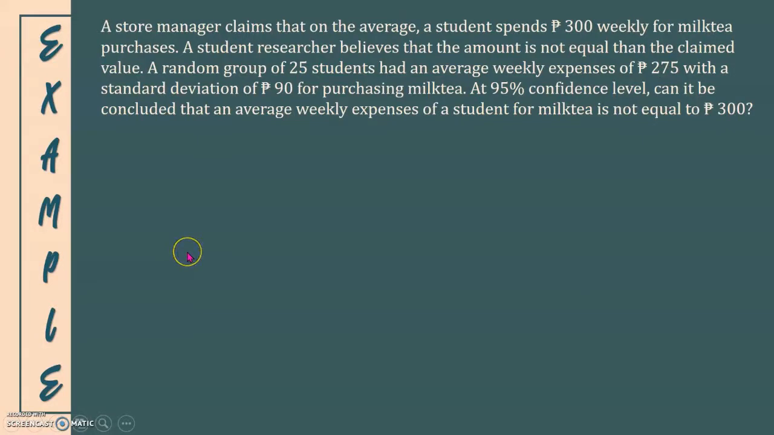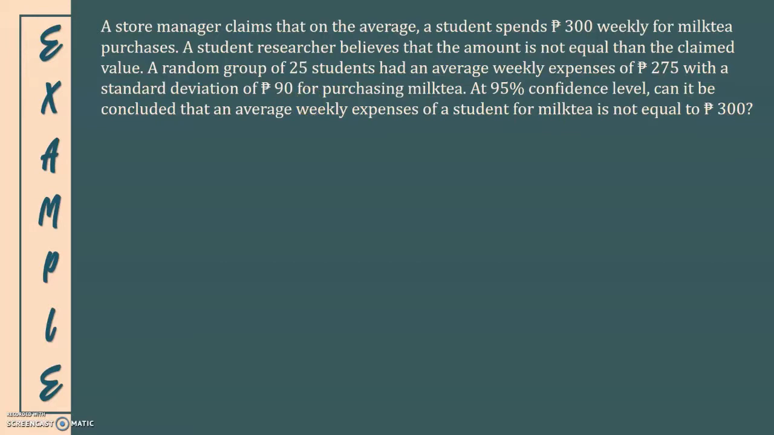Let's have an example. A store manager claims that on the average, a student spends 300 pesos weekly for milk tea. A student researcher believes that the amount is not equal to the claimed value. A random group of 25 students had an average weekly expense of 275 pesos with a standard deviation of 90 pesos for purchasing milk tea. At 95% confidence level, can it be concluded that the average weekly expense of a student for milk tea is not equal to 300 pesos?